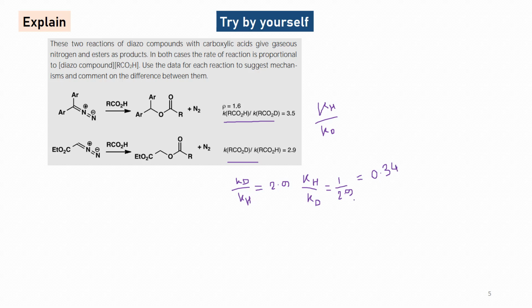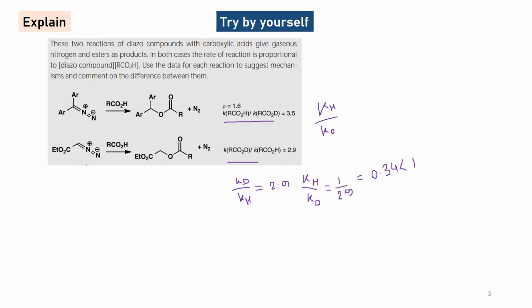So this will be our kH by kD value for this reaction, which is obviously less than 1. From this we can say that it will not show a primary kinetic isotope effect, because in the previous classes we talked about this: to show a primary kinetic isotope effect, the kH by kD value should be greater than 1. What does it mean? That means the C-H bond, or the hydrogen bond, is getting broken at the rate determining step.